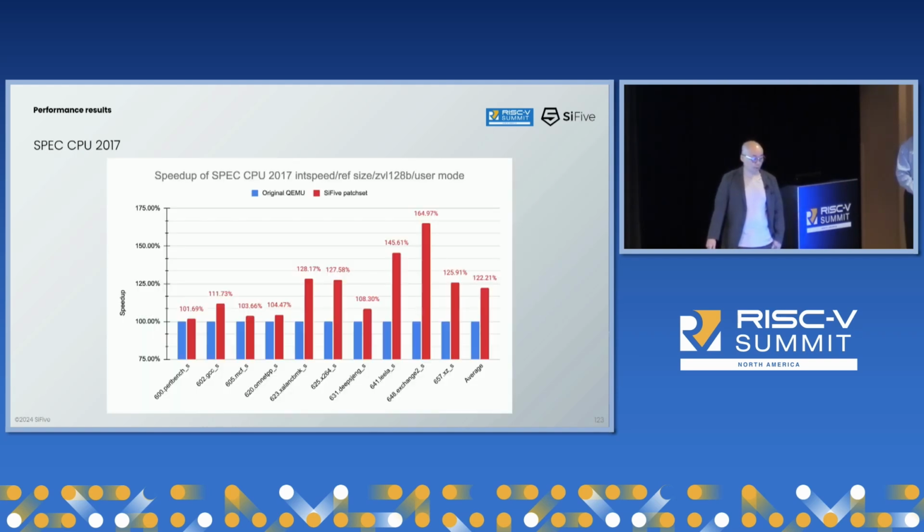And here is the SPEC CPU benchmark. In this benchmark, we choose integer speed with the reference input, and VLEN is 128 in user mode. We get an average 22% performance improvement in the SPEC CPU benchmark.